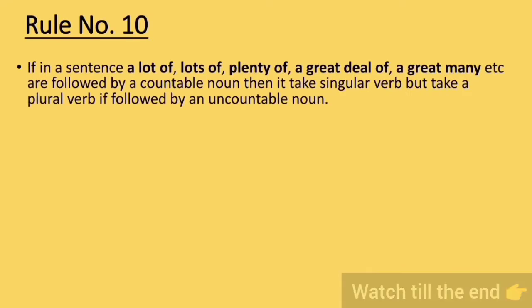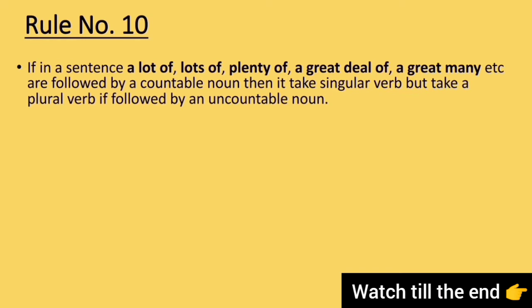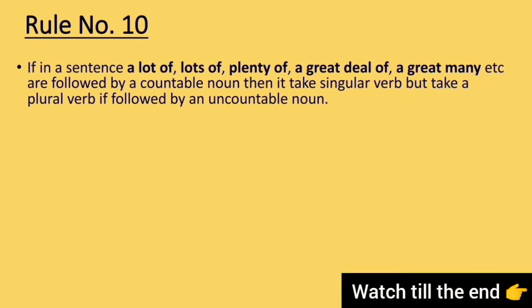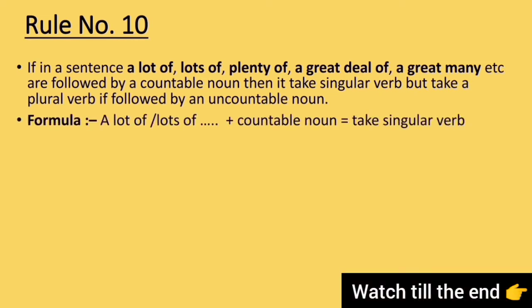Next, rule number 10. If in a sentence a lot of, lots of, plenty of, a great deal of, a great many, etc. are followed by a countable noun, then it takes singular verbs. But if followed by an uncountable noun, then it takes a plural verb. Here is the formula.